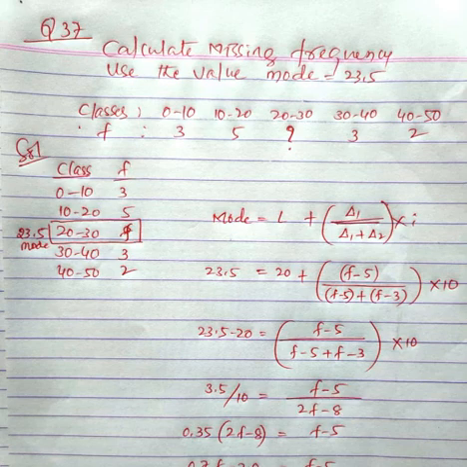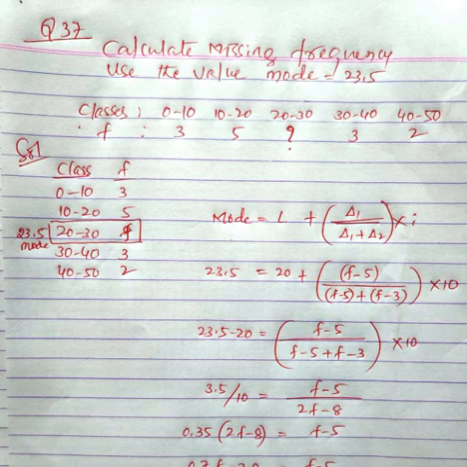Hello, solution of question number 37. As you've seen in the previous question, question 36, that is assigned to you all. This 37th question is related to finding the missing frequencies using the mode value. Up to question number 36, the missing frequency was found by using the arithmetic mean and median.